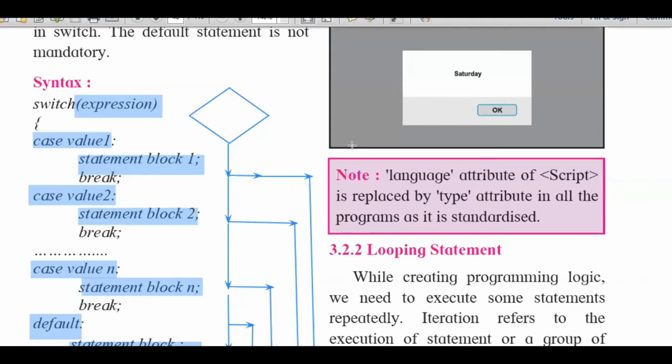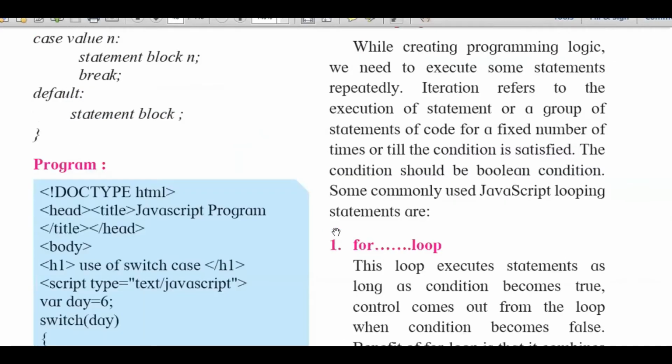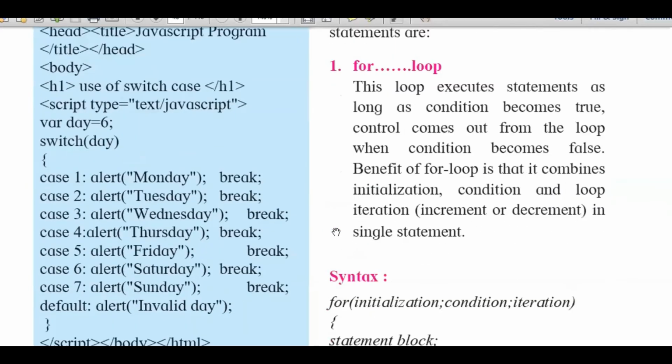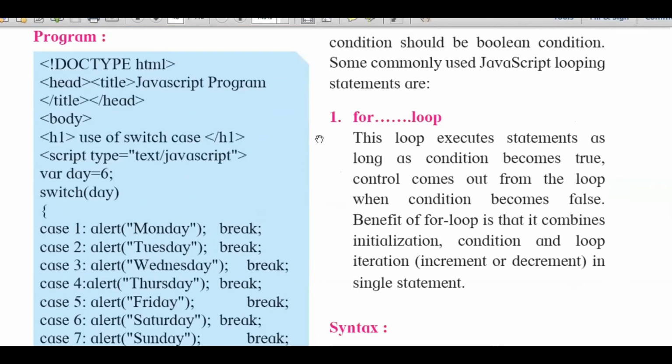Now we are going to implement these things in a program. The same thing we are going to implement in a program. Now here we will see one program. I clear this content. Now here a simple program is given. This is the general structure: doctype, HTML, head, title, JavaScript program, closing title, closing head, body. This part is just the general structure of HTML.